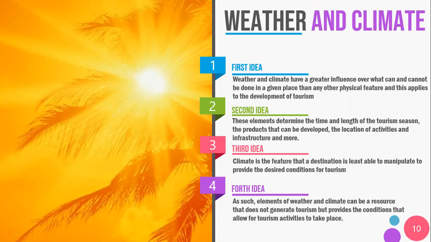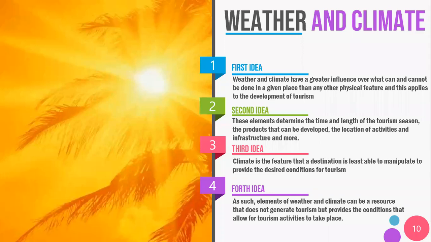Okay, so third idea is climate is the feature of a destination that we are least able to manipulate, to provide the desired condition for tourism. Just like I said before, in Canada, in Switzerland, climate becomes the feature of a destination, becomes an attraction for a destination. For example, in Terengganu, the monsoon season becomes the attraction for people to go to Terengganu because the beach is very nice in the monsoon season. Okay, it's very well, although it's very dangerous. People who love surfing, luncur air, will come to Terengganu in the monsoon season. Monsoon season is very dangerous when you go to Terengganu, but some of the people love that kind of climate and weather.